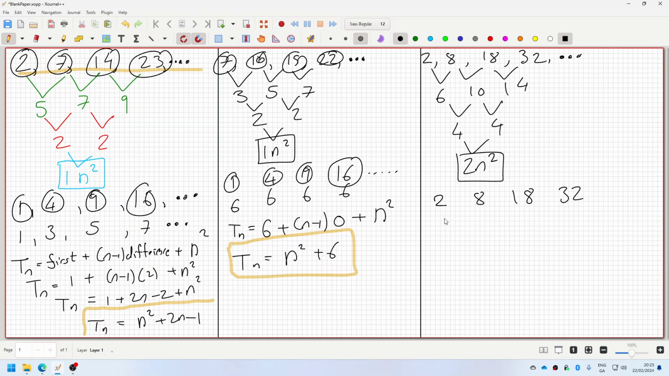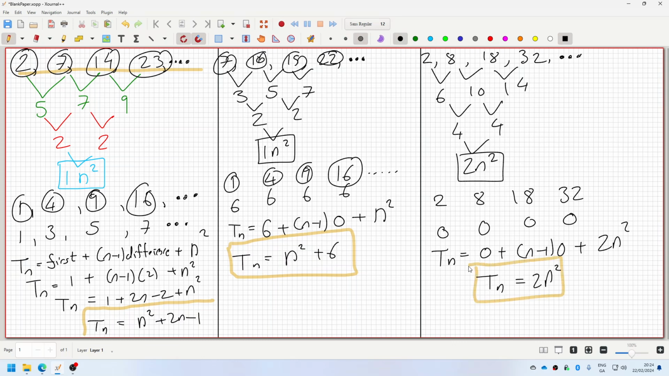Subtracting, 2 minus 2 is 0. 8 minus 8 is 0. 18 minus 18 is 0. 32 minus 32 is 0. So this one's kind of interesting because the linear sequence is 0. So it's 0 plus n minus 1 times 0 plus the helper, 2n squared. So obviously you don't need these two. They're 0. So you end up with Tn equals 2n squared.